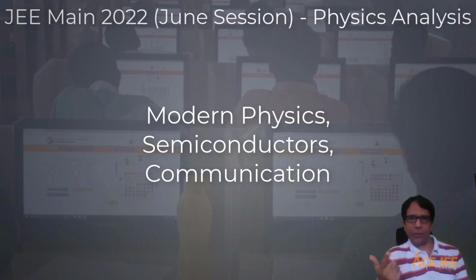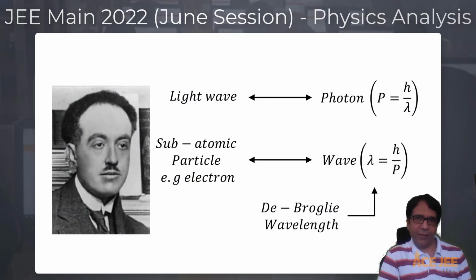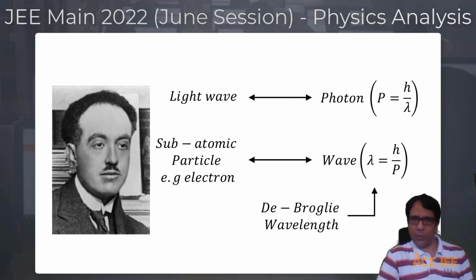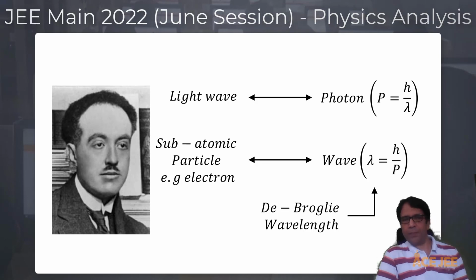So amplitude modulation, we've already talked about. The photoelectric effect, we have already spoken about. De Broglie wavelength of the subatomic particle: last year, there were a lot of questions from de Broglie. This year also, there are quite a few questions, if not as many, but there are still quite a few questions from de Broglie wavelength.